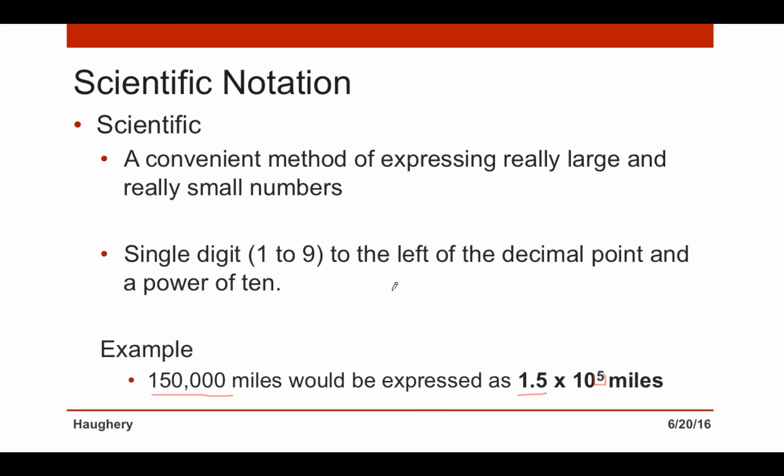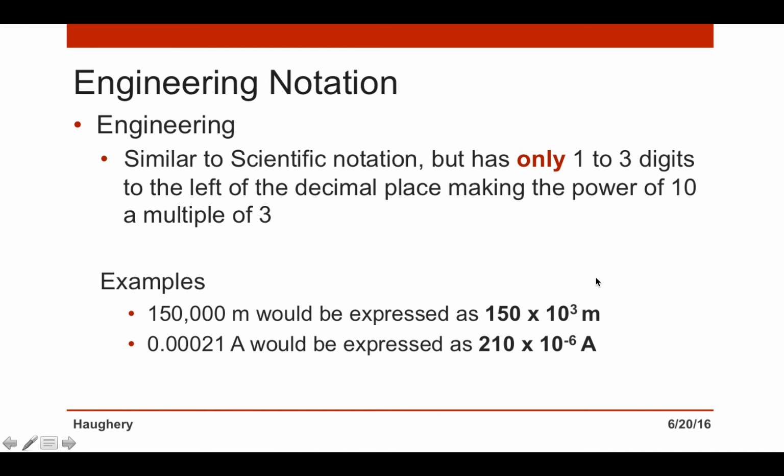Okay? And the basic structure of scientific notation is 1 to 9 digits to the left of the decimal. So we try and simplify this down as far as we can. This is a more convenient way to express very large numbers. We can look at engineering notation, which is very similar to scientific, except that only 1 to 3 digits are shown to the left of the decimal place. What that does for us is it keeps us in multiples of 3 for the power of 10.